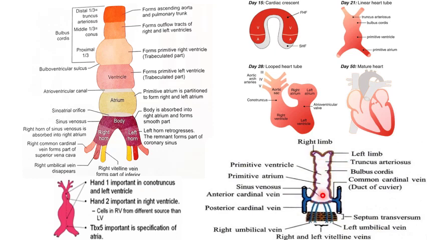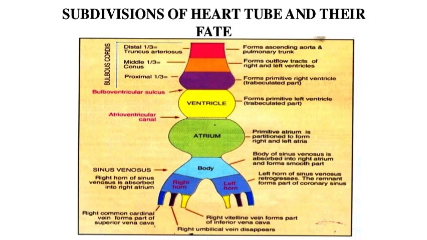So this is another diagrammatic representation, where it is the truncus arteriosus, then followed by conus cordis, which is not represented here, the bulbus cordis, followed by the primitive ventricle, the primitive atrium and the sinus venosus, where it receives all these veins through the septum transversum. So this is again the differentiation of the heart tube in the same way, in a clearer way.